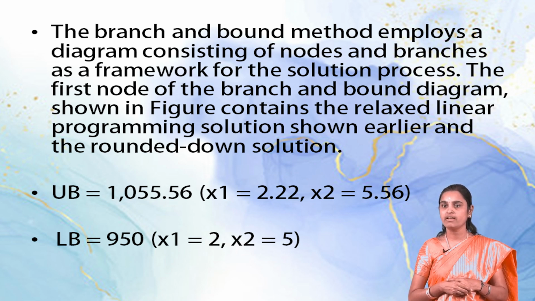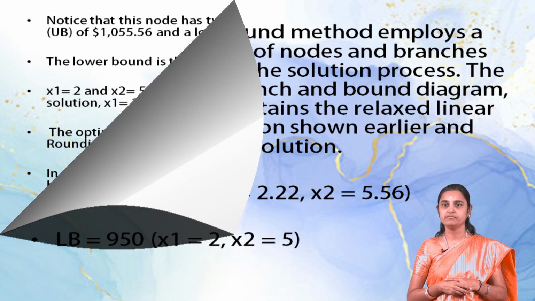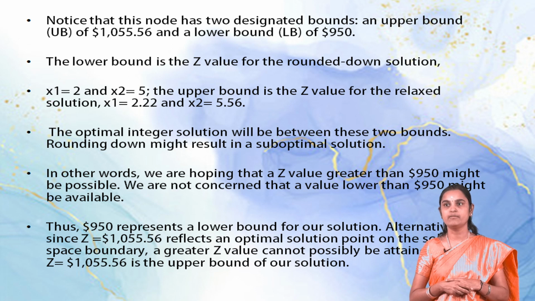If we take the lower bound where x1 equal to 2 and x2 equal to 5, we get Z equal to 950. Notice that this node has two designated bounds, an upper bound UB of $1055.56 and a lower bound LB of $950. The lower bound is the Z value of the rounded down solution, x1 equal to 2 and x2 equal to 5. The upper bound is the Z value for the relaxed solution, x1 equal to 2.22 and x2 equal to 5.56. The optimal integer solution will be between these two bounds.